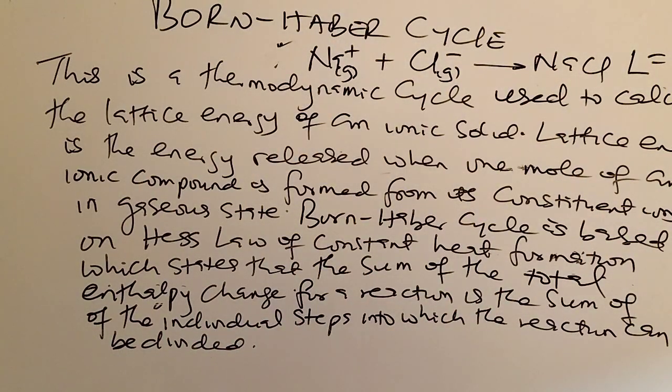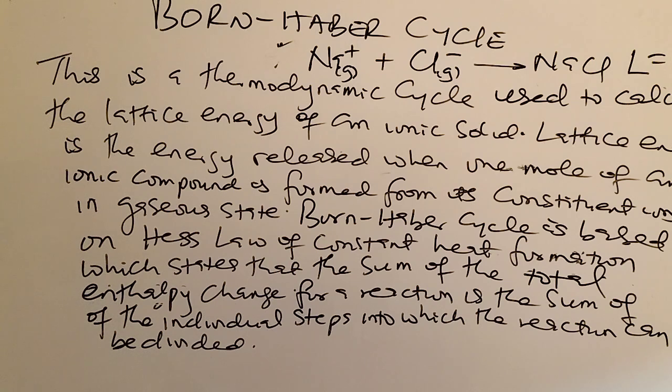So let's go back. We say the Born-Haber cycle is based on a law derived by Hess, called Hess's law of constant heat summation. So what does Hess's law state? It states that the total enthalpy change for a reaction is the sum of the enthalpy changes of the individual steps into which the reaction can be divided.